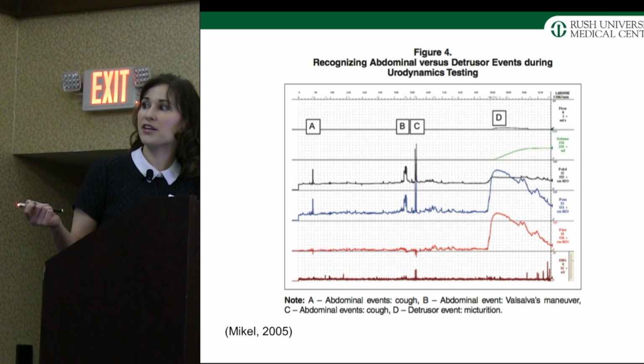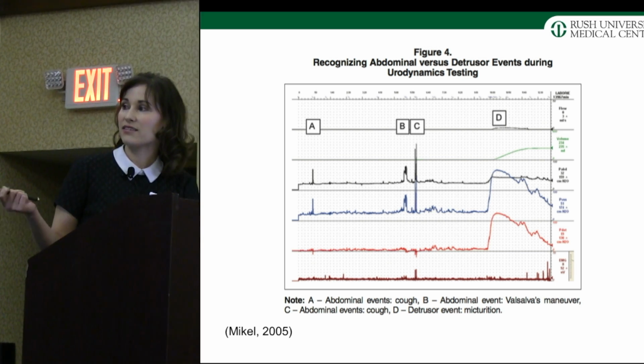If you look at B here, the patient is doing a Valsalva maneuver. These two are matching, so this is an abdominal event, because your vesical line here is completely quiet. C is the patient coughing again. These two mirror one another, and your green line here is quiet.